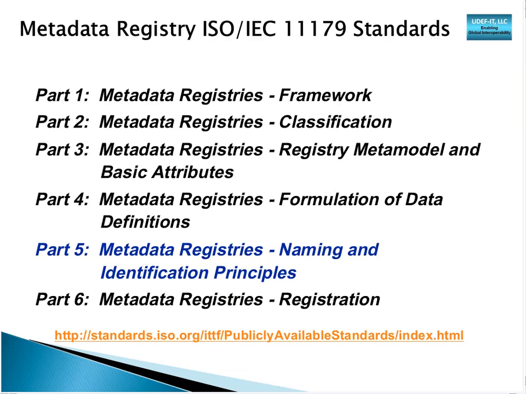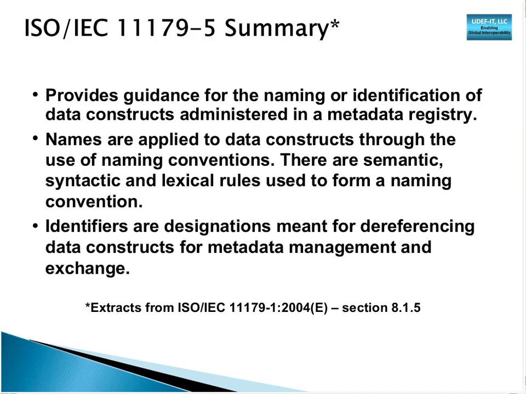there at the bottom. And so if you go to that standard and download Part 1, it has a brief summary, and these are extracted verbatim from that. Part 1 has a brief summary of what Part 5 covers, and so these 3 bullets are directly out of that Part 1. So it basically provides guidance for naming and identification of data constructs as administered within a metadata registry, and that you should have a naming convention, and that they should have semantic, syntactic, and lexical rules to form the naming convention. And last but not least, that you should have identifiers that are used for dereferencing the data within your metadata registry.